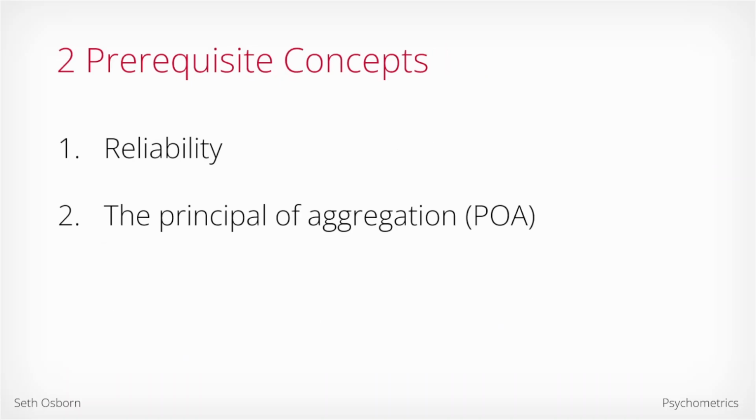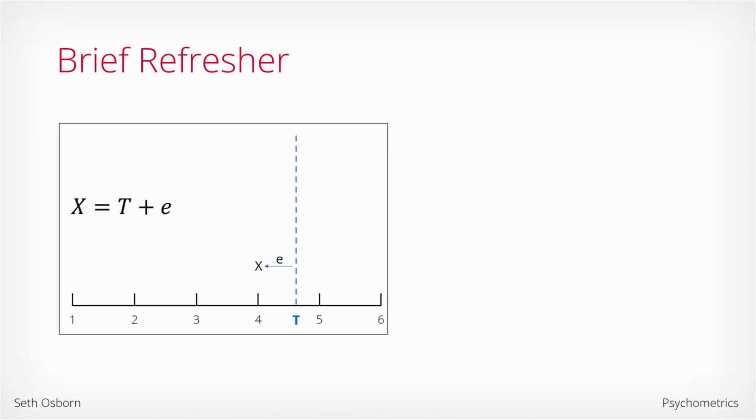Toward that end, to understand how the formula works in full detail, you're going to need to understand two fundamental psychometrics concepts: reliability and the principle of aggregation. If these terms are not familiar to you, I strongly recommend checking out my introductory video on reliability and the principle of aggregation, which I created specifically to provide foundational knowledge for this video. If you don't have a fairly intuitive understanding of these concepts, the Spearman-Brown formula is probably going to remain gibberish to you. Here is a very brief refresher.